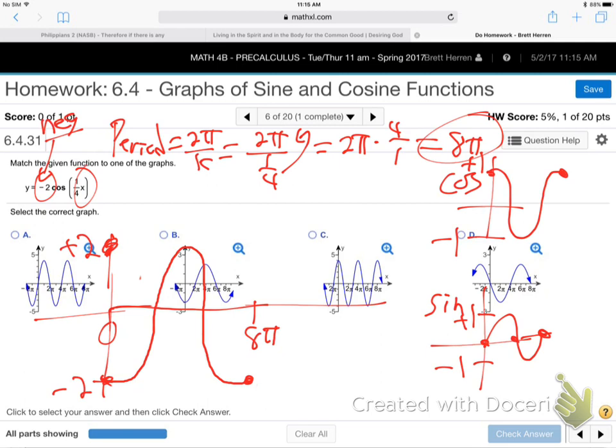I don't know which one that is. Oh, is it B? It's got to be B, huh? Yeah, it looks like here it is B. Yep, there it is, B. We good? All right.